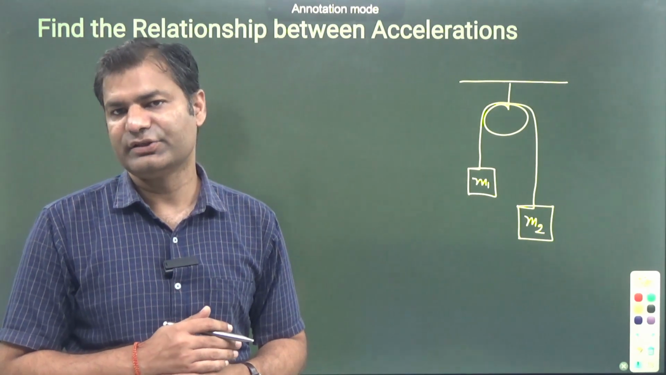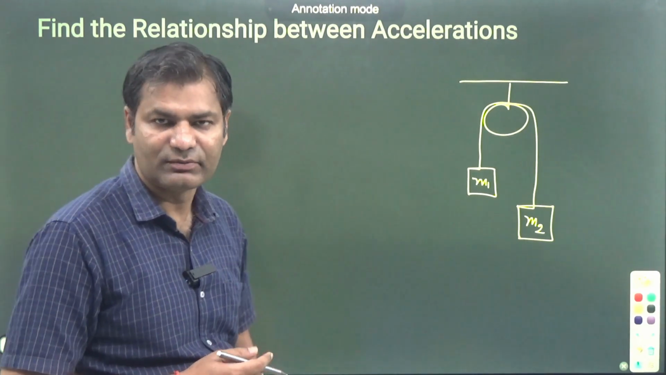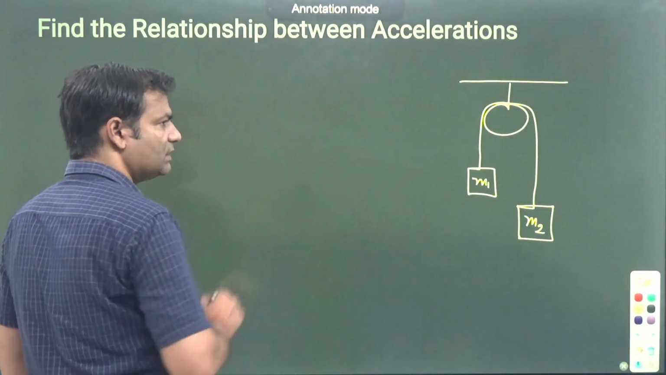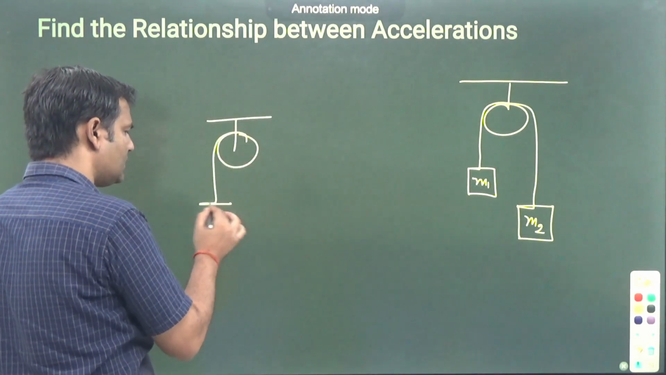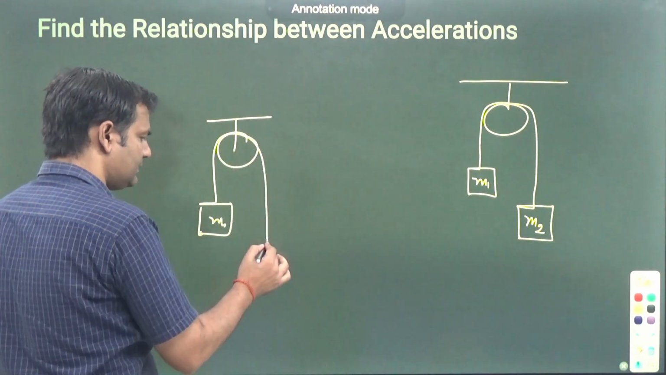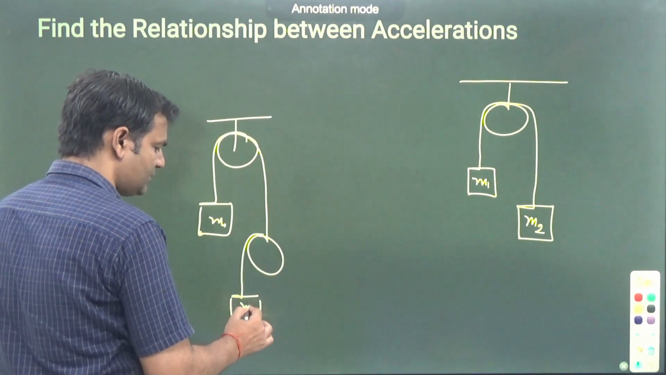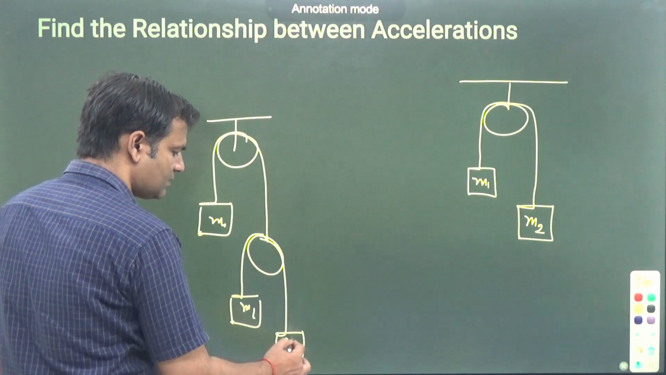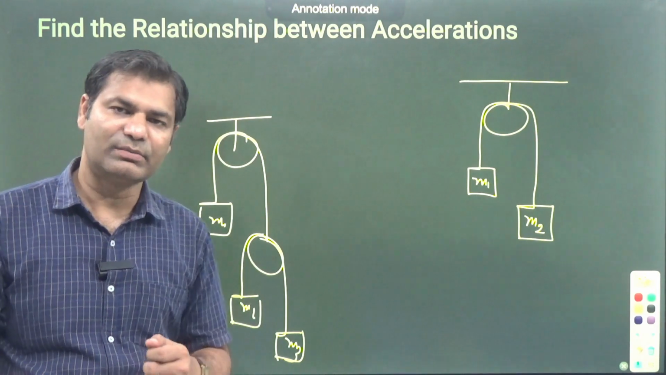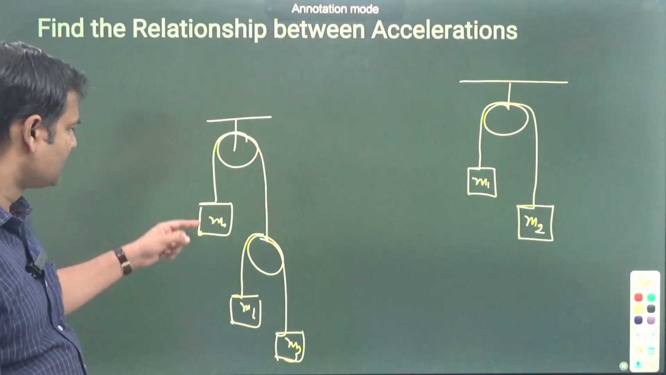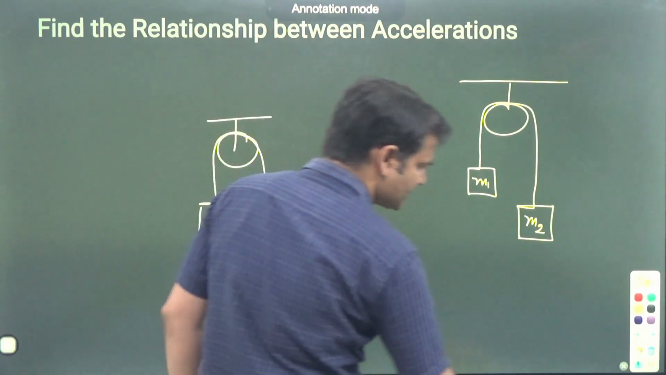Our motto is to determine the oscillation relationship between oscillations of mass m1 and m2, like that one, or another type of arrangement: this one is a pulley with mass m1, and that pulley is connected to another pulley, here m2, here m3. So how can we solve this type of problem? How can we determine the relation between the oscillations A1, A2, A3, A4, whatever? We will discuss them one by one.